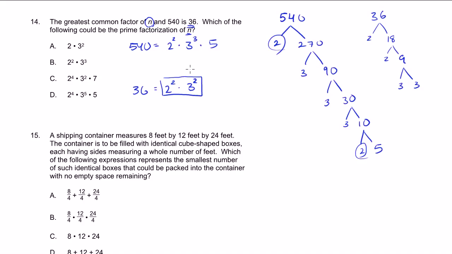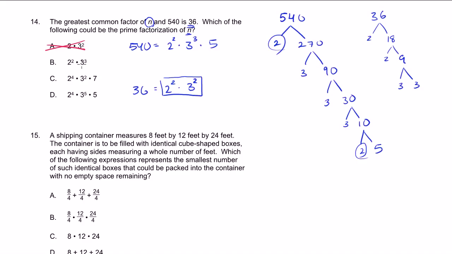Let me show you what I mean. Let's see which of these could be possible prime factorizations of n. So A is 2 times 3 squared. Well, that doesn't work because, remember, 36 has to be divisible into our n. 36, or 2 squared times 3 squared, is not divisible into this because we don't have a 2 squared here. So A is not our choice. I'll do it in red when I knock out choices. So A is not our answer.